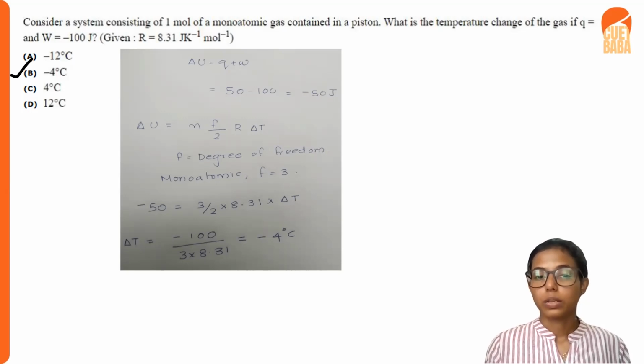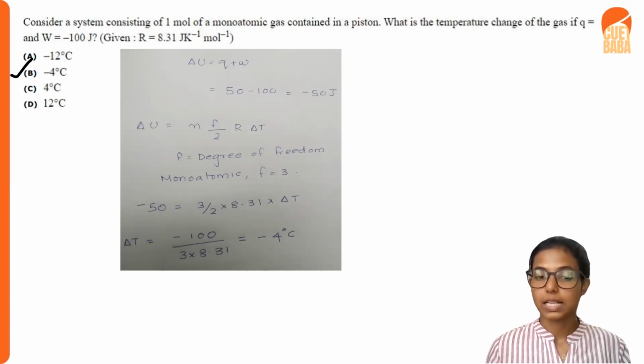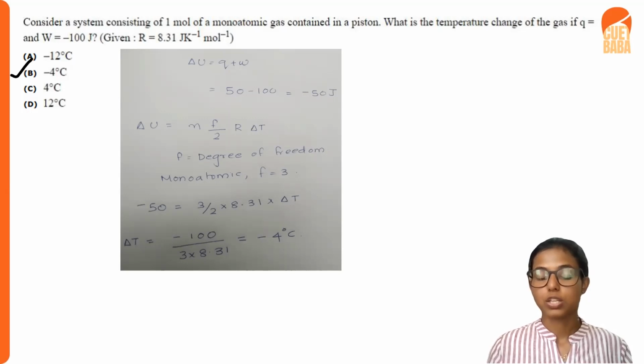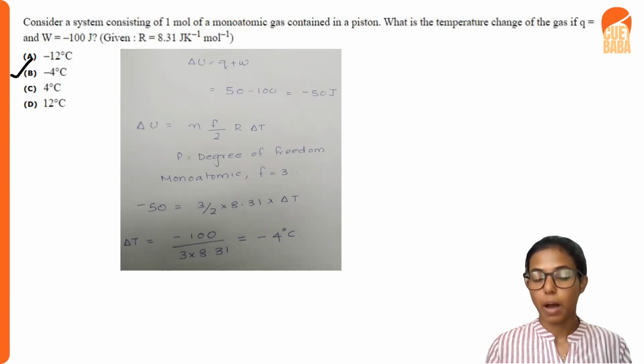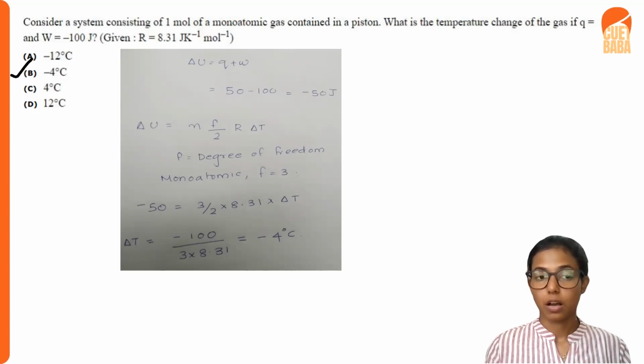So here we know that the change in internal energy is minus 50. And we have to substitute this in the equation, that is, 3 by 2 into 8.31, that is the value of R, into delta T. We want to find the temperature change. So delta T is equal to minus 100 by 3 into 8.31. So the temperature change will be minus 4 degrees Celsius. So there will be a decrease in the temperature of the system by 4 degrees Celsius. The correct option will be option B.